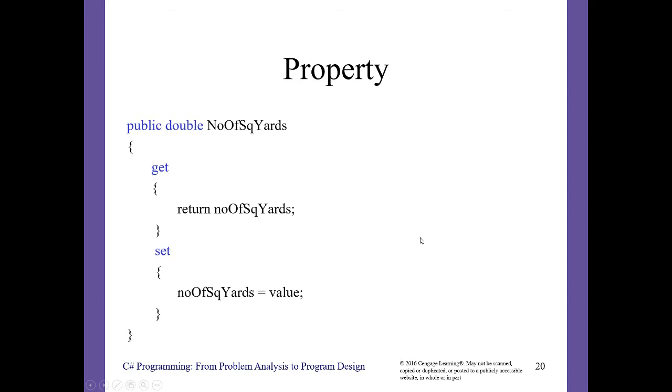So here is a property that is for the number of square yards. The number of square yards exists as a data value within this carpet calculator class. And if we want to set that value, we're going to be executing the setter code, which says, hey, take whatever value you were passed and update the number of square yards class field with that value, and the getter just returns it, gets it for whoever needs it. So this is a property.